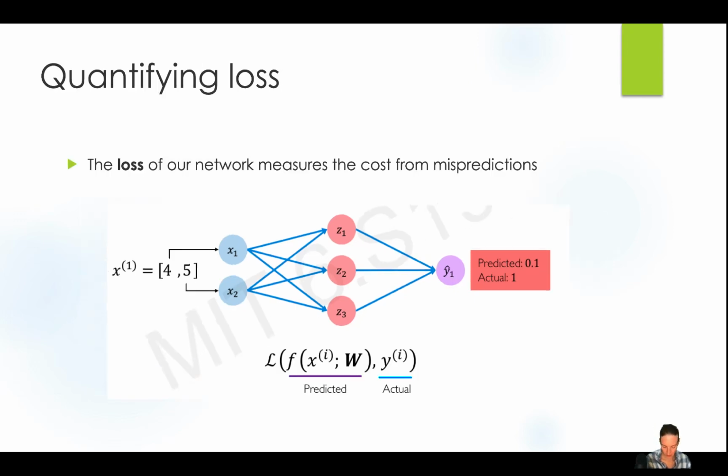Now we can use the loss of our network to measure the cost from mispredictions. So L is a function that measures the loss based on the model weights and the actual values. So we call this function L, the loss, that takes as input the predicted values, compares them with the actual labels, and the predicted values are based on the current weights of the network.